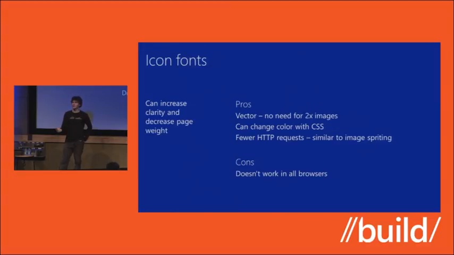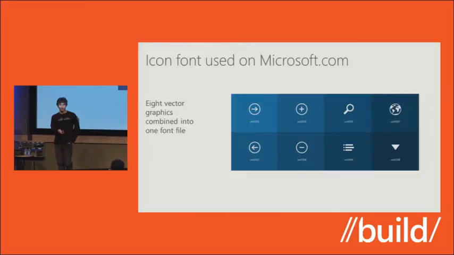You can change the color of the icon through CSS, noting that you can only have one color, just like you can't have the letter M and have it be half blue, half red. And you also save on HTTP requests, which makes your site load faster, similar to what you'd be getting with CSS spriting. And I'll go into the cons in a minute.